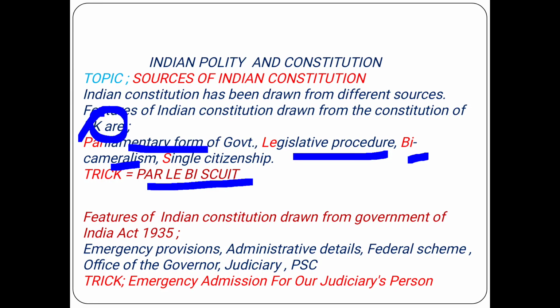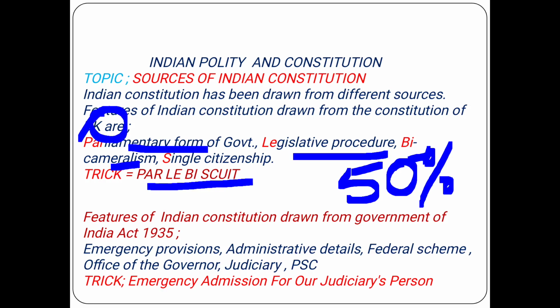As you know that 50% of the Indian Constitution has been drawn from the Government of India Act 1935. The provisions of the Indian Constitution that have been drawn from the Government of India Act 1935 include emergency provisions, administrative details, federal scheme, Office of Governor, Judiciary, and Public Service Commission. The trick to remember these provisions is emergency admission for our judiciary's person.